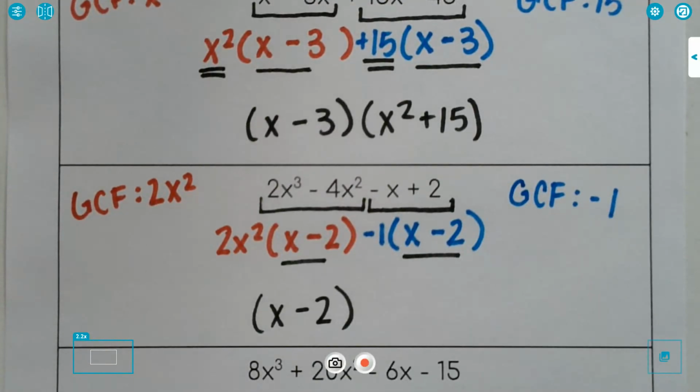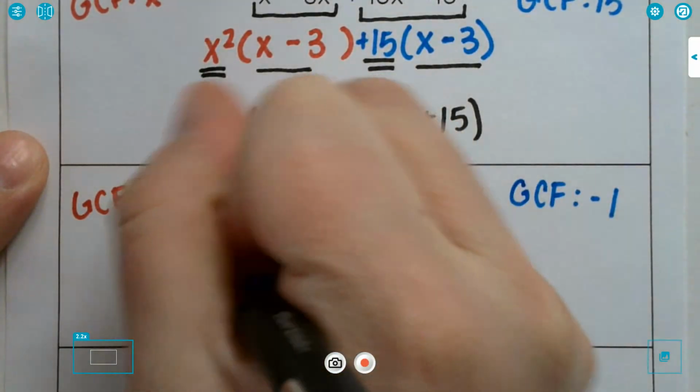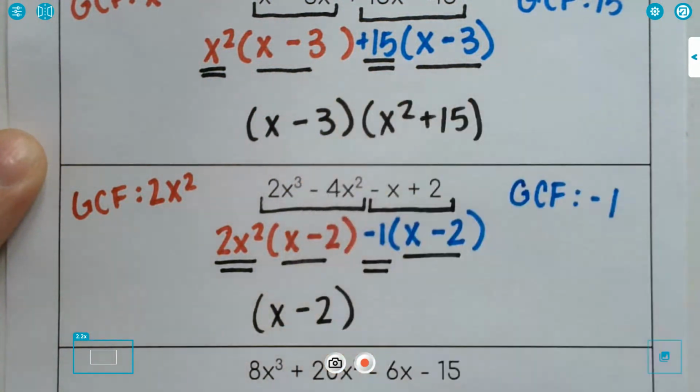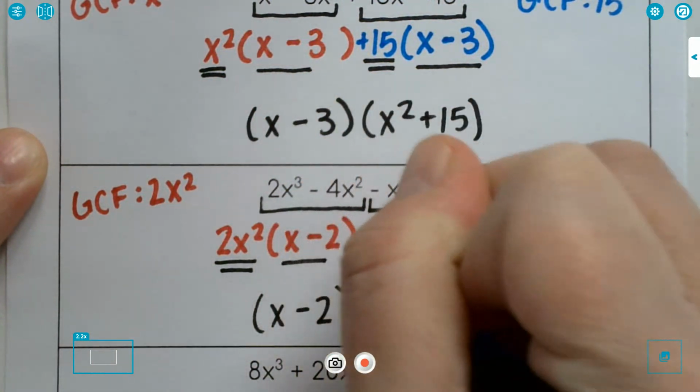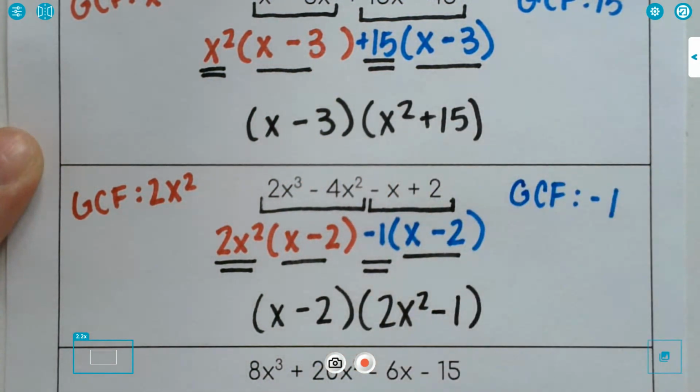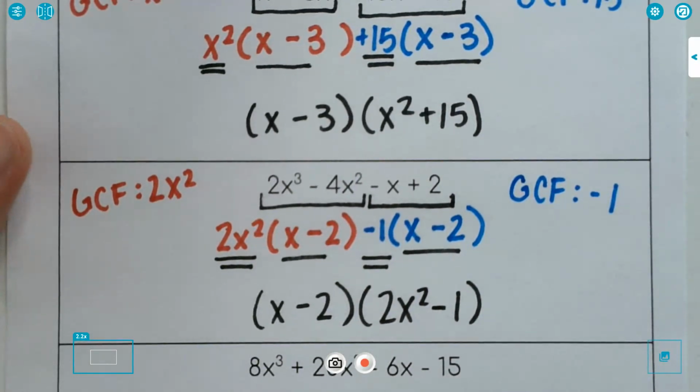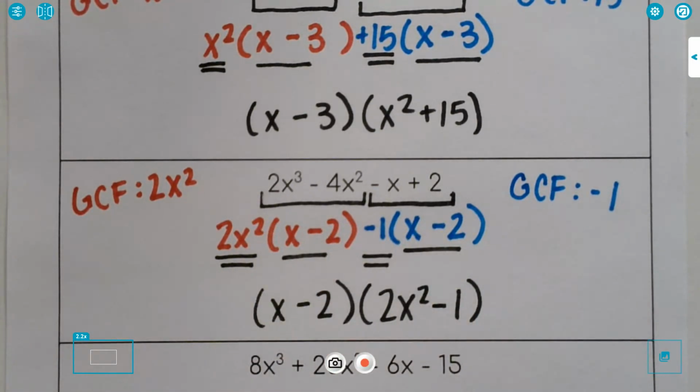And then my second binomial is 2x squared minus 1. If I were to multiply this out using one of those 2x2 boxes, none of my terms would combine, and then if I put them in standard form, it would give me exactly that, if I were to multiply it up.